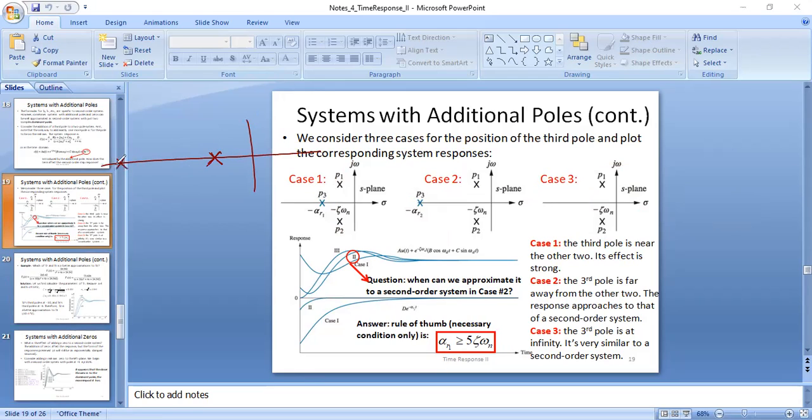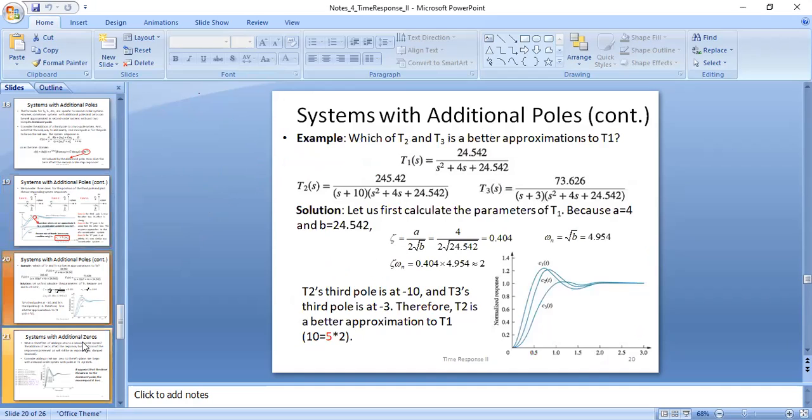Now if this pole's distance is less than or equal to 5 times zeta omega n, then it will be considered a dominant pole. If its distance is greater than or equal to alpha, then it would be a non-dominant pole, and you can ignore that pole. Fine.